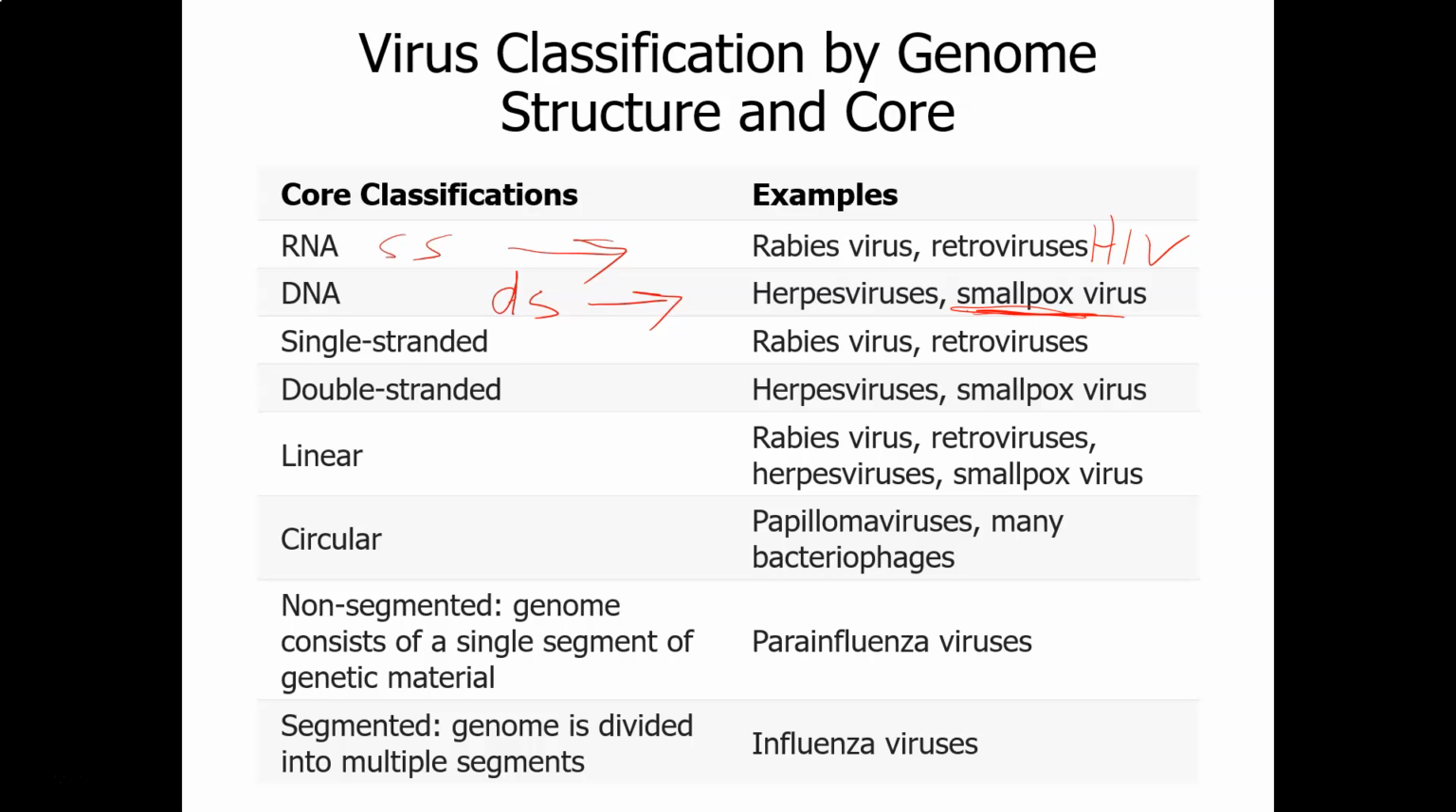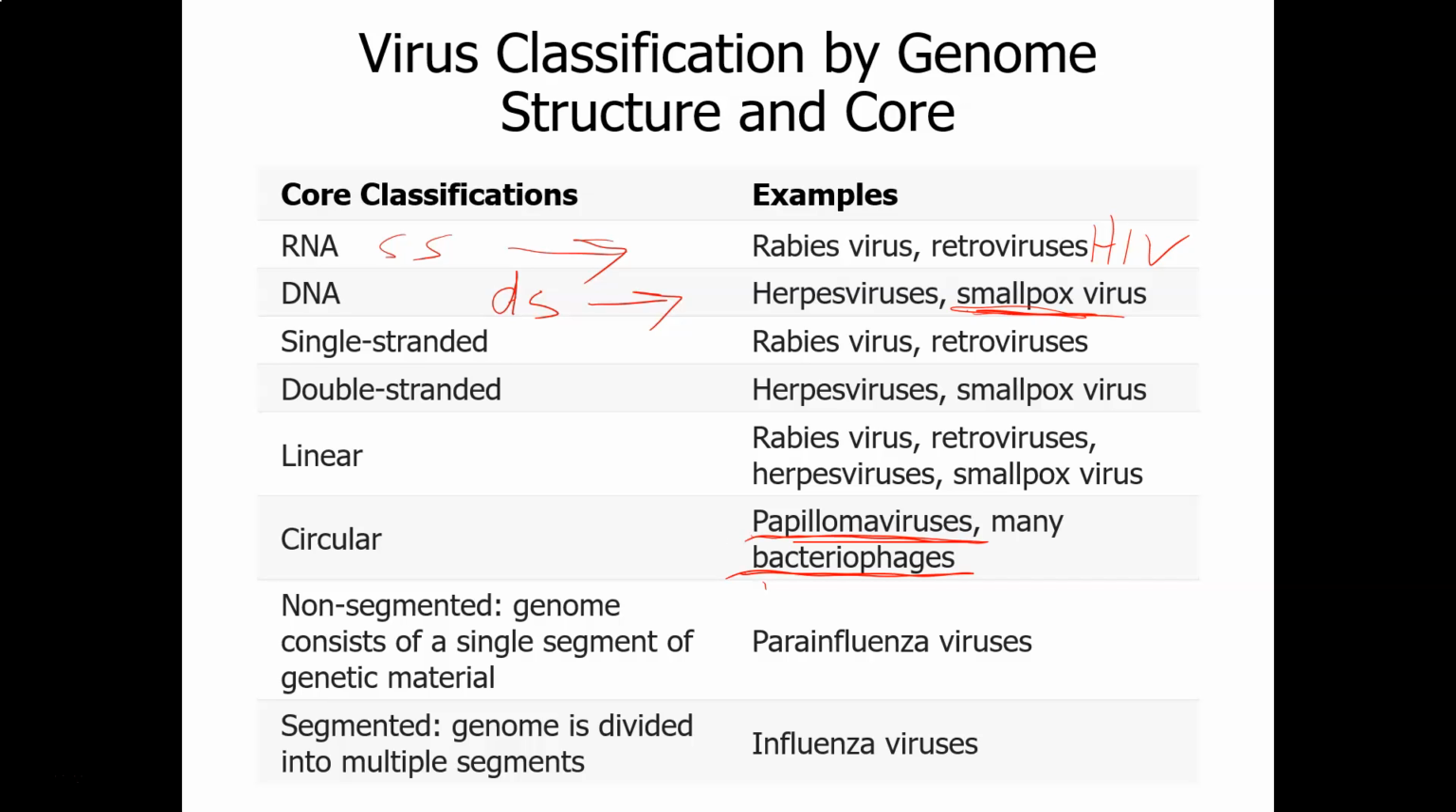And the ones that have a linear strand of nucleic acid are rabies viruses, retroviruses, herpes, and smallpox. So all four that are listed above are linear. And then some viruses have circular DNA or RNA. The papilloma viruses, you would probably recognize that as there is a papilloma virus that causes genital warts. And bacteriophages, which infect bacteria.